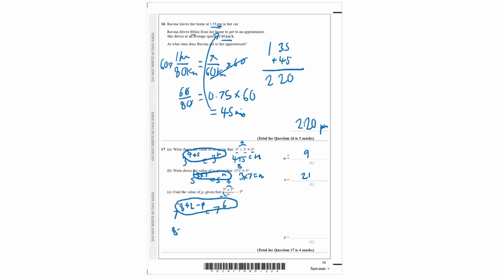We have 8 plus 2 minus p is equal to 6. We can bring p to the other side and combine this. So we have 10 minus 6 is equal to p. So we finally have p is equal to 4.